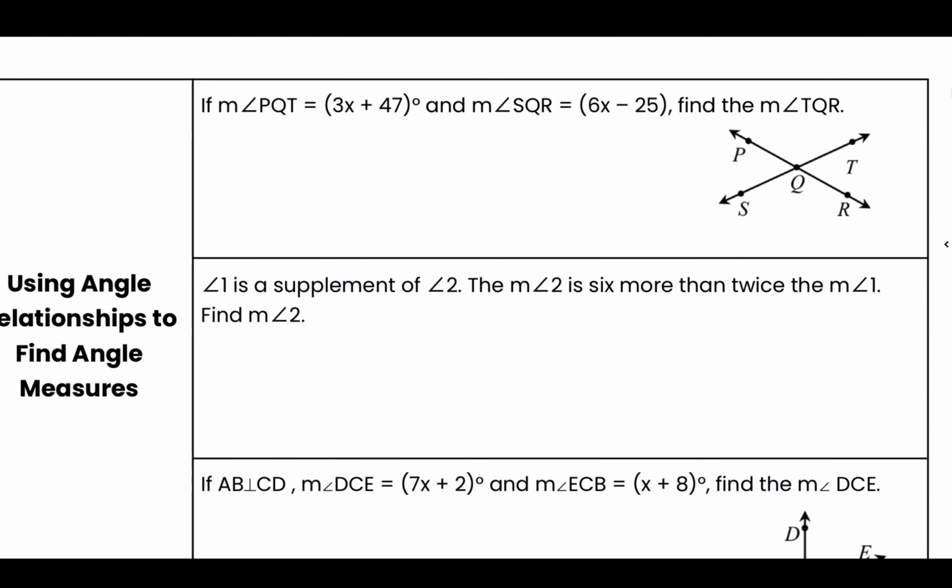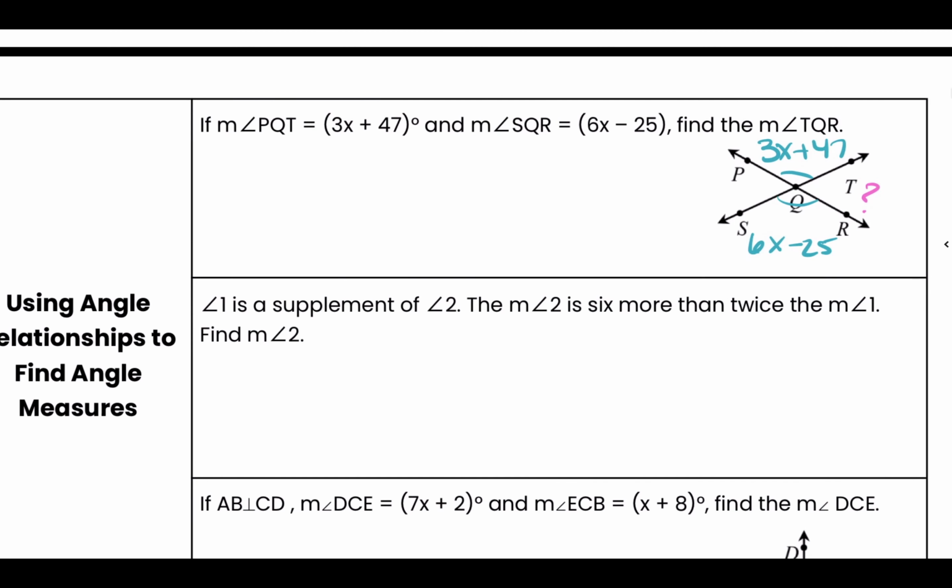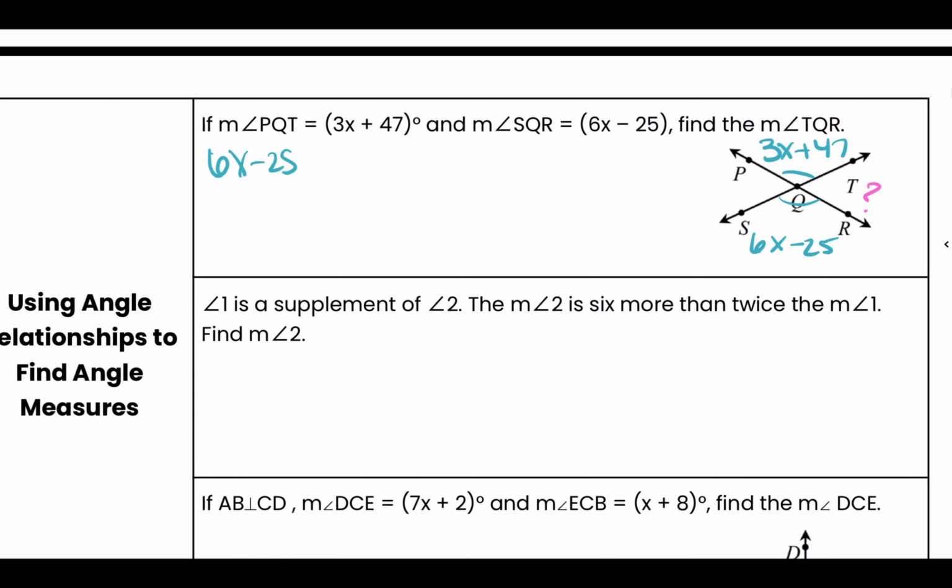Okay, flip the page. If the measure of PQT equals 3x plus 47 and the measure of SQR equals 6x minus 25, we need to find the measure of TQR. So this is what we're looking for. In our picture, we are given 3x plus 47, 6x minus 25. We know that these are congruent. So our equation: 6x minus 25 equals 3x plus 47.